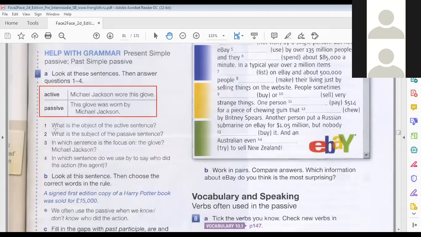Okay, but what's the difference? If they are the same meaning, what's the difference? Maybe in the active, the first is talking about Michael Jackson, and the second is talking about the glove. Okay. But what do you mean exactly? In the active the subject is at the beginning, and in the passive the subject is at the end. Okay.